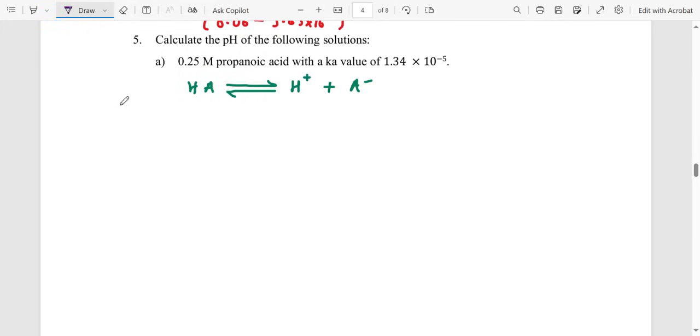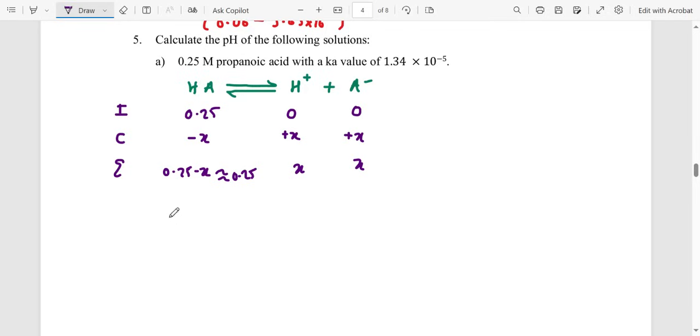So the initial concentration of the acid is 0.25. Initially you don't have any products. After the reaction starts happening, the reactant will be decreasing by x while the product is going to be increasing by the same x. At equilibrium, you are going to have 0.25 minus x. But look at the Ka, it's very small, so we'll approximate this to just be equal to 0.25. And then this one will be 0 plus x, which is x, and this will be x.